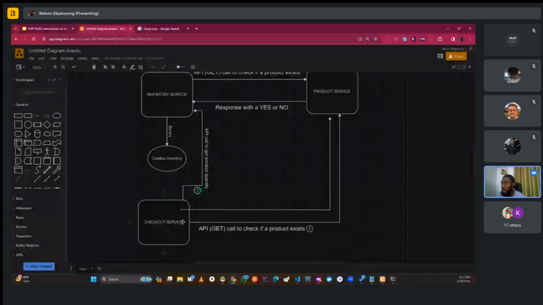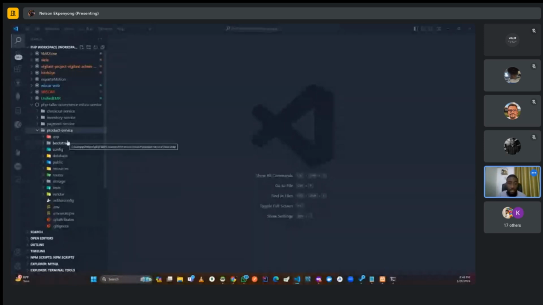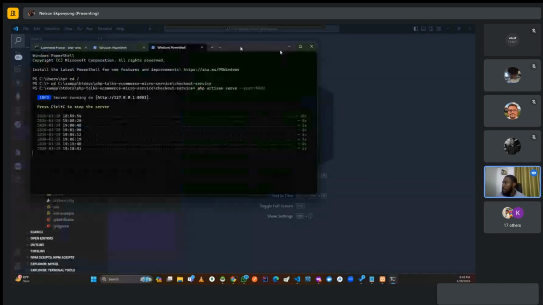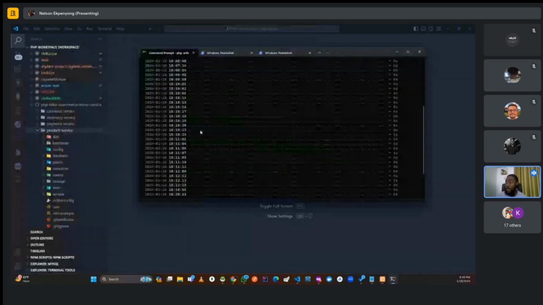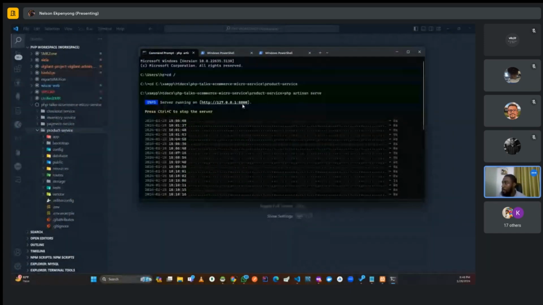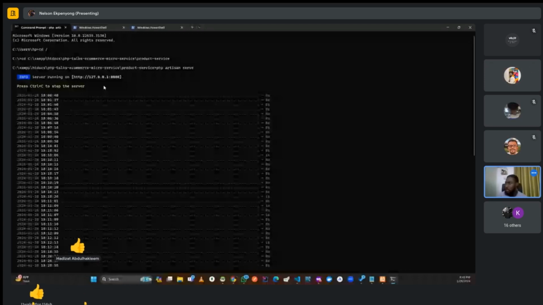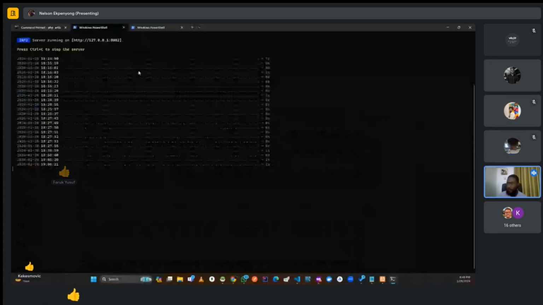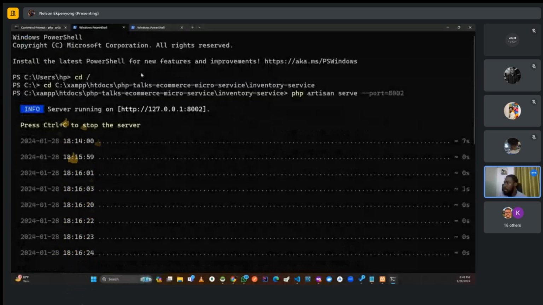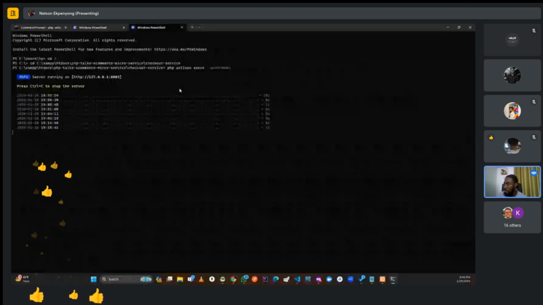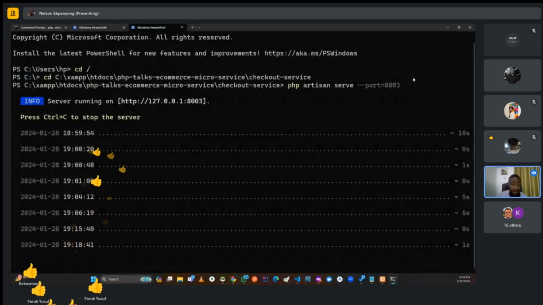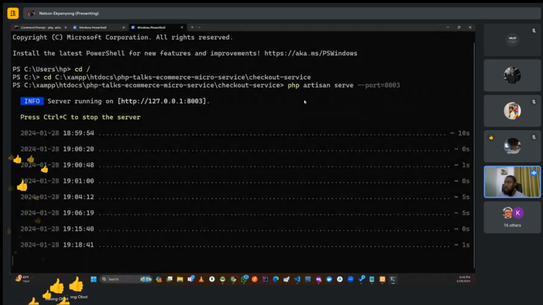Okay. So this is our microservices application. We start first with the product service. Let me just show you guys. The product service is already running on port 8000. Please confirm that you can see that the product service is running on port 8000. Yes. Confirm that you can see that the inventory service is running on 802. Great. Confirm that you can see that the checkout service is running on 803. Great. Okay. So we have product, inventory, checkout.